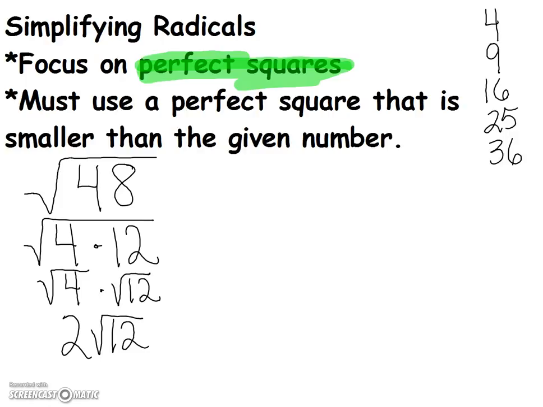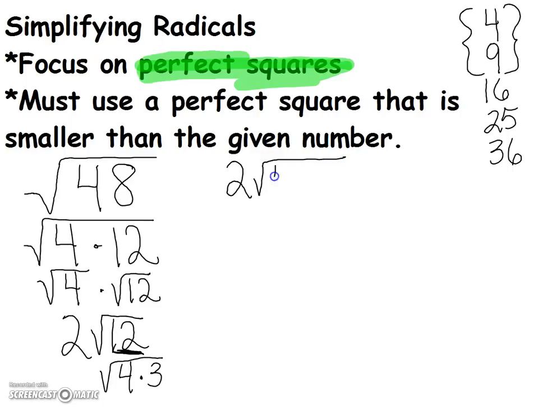Whenever we're done, we should always check the number that's under the radical. In this case, it's 12. I'm going to take 12, go back over here to my list of perfect squares, and 4 and 9 are both smaller than 12. Can I rename 12 using a 4 or a 9? The answer is yes. 12 is 4 times 3. So now my problem is 2 square root of 4 times 3. I split it up: 2 square root of 4 times square root of 3.